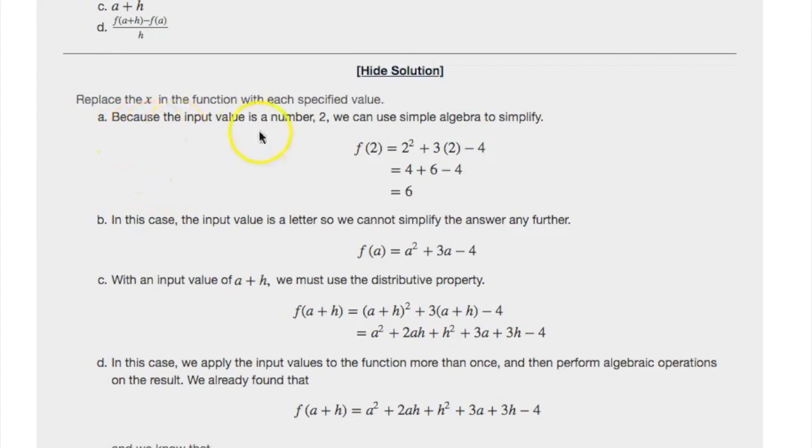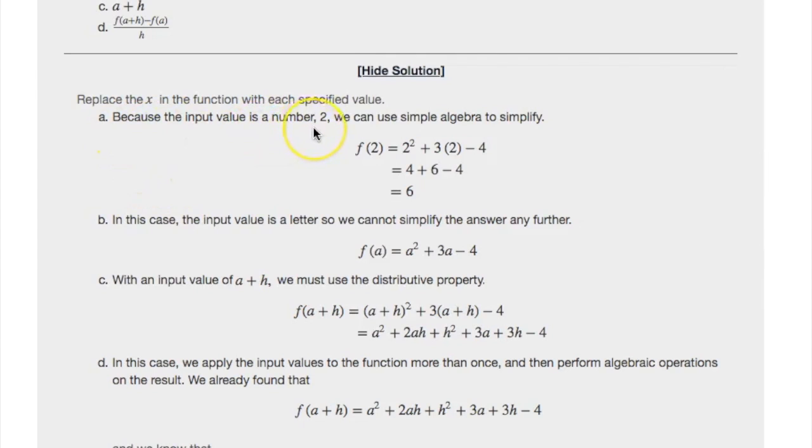So for A, the input value is the number 2. This just means wherever we see x in the function, we are going to replace the x with a 2. So this would give us 2 squared plus 3 times 2 minus 4. We can simplify this to 4 plus 6 minus 4, and this equals 6.